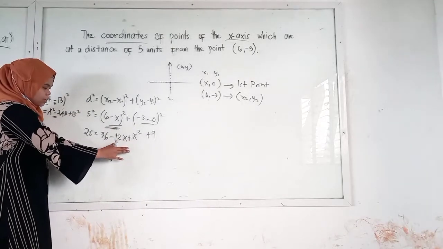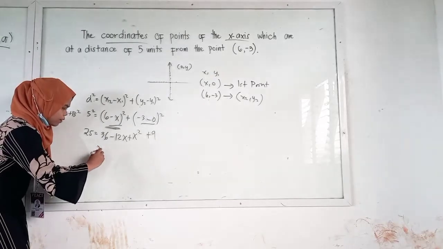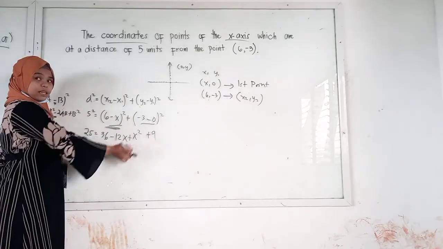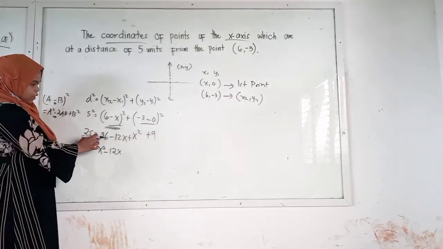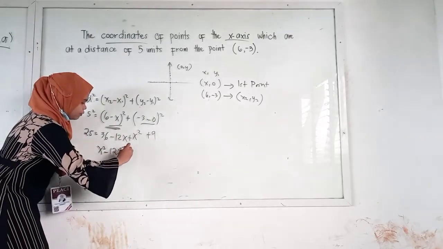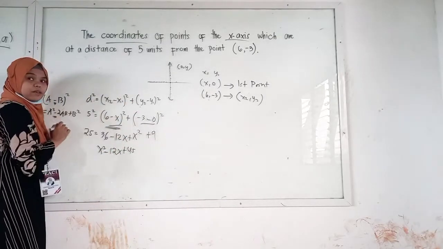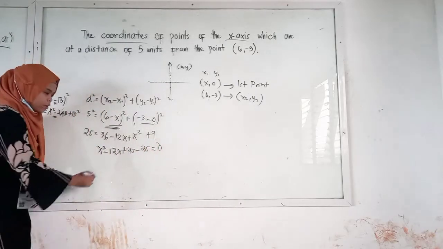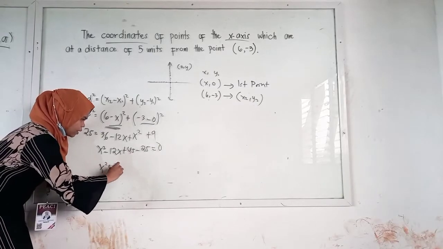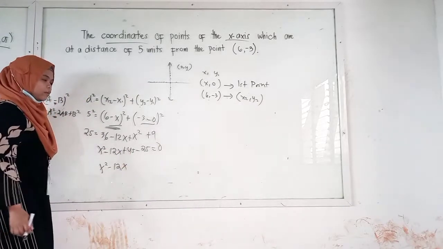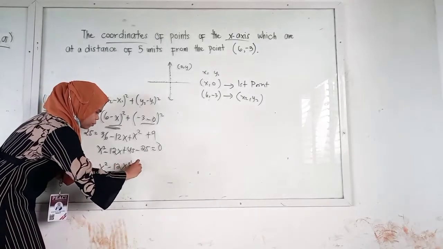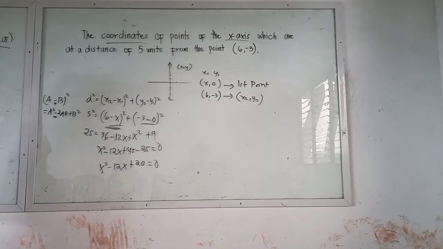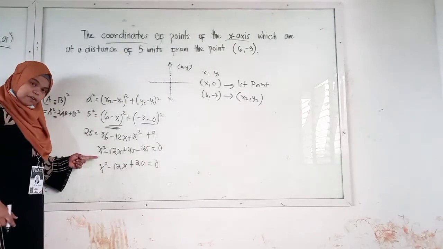So I can interchange this equation. I can have x squared minus 12x, 36 plus 9, that is 45. So plus 45. Tapos ito yung nililipat ko sa kabila. So that will be minus 25 is equal to 0. So x squared minus 12x, this is 45 minus 25, that is 20 is equal to 0. So to solve the value of x, factoring, no?